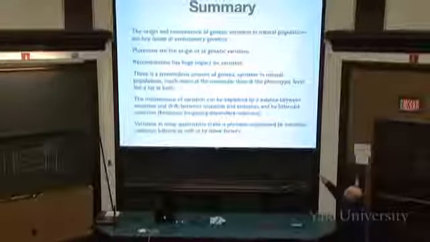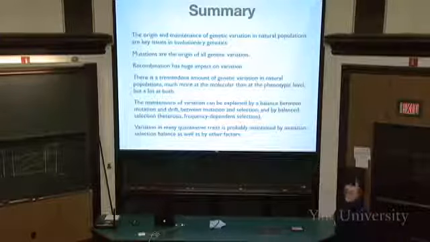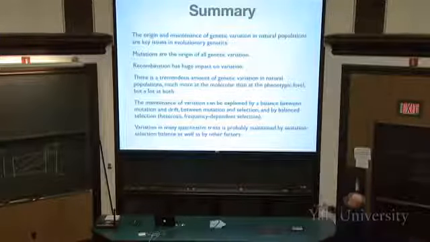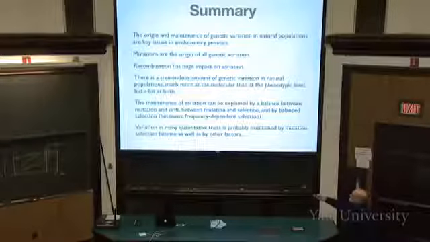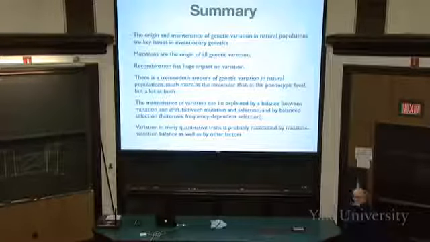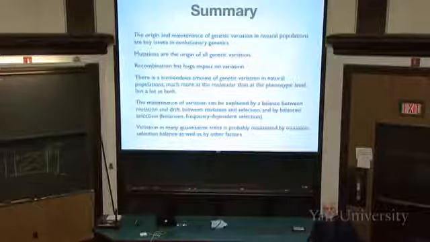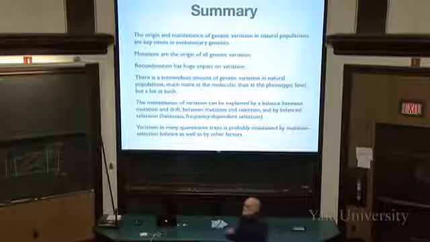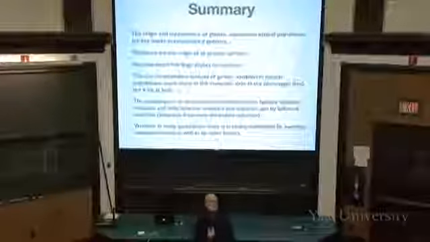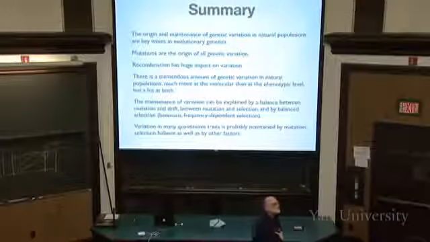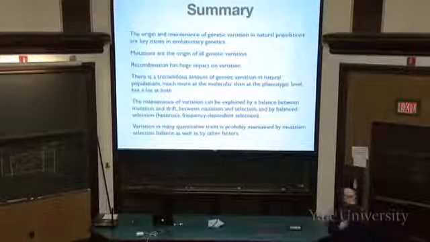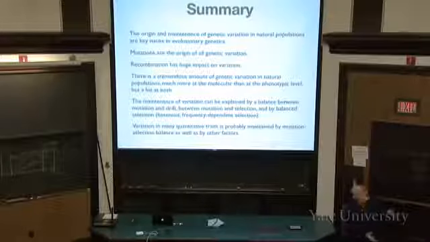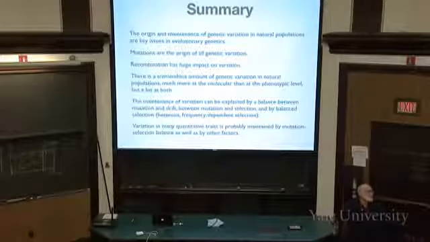So to summarize, the origin and maintenance of genetic variation are key issues. Mutations are the origin. Recombination has huge impact. There's a tremendous amount of genetic variation in natural populations. Remember that data from the HapMap project on us, on humans. And all of the differences that you have in single nucleotide polymorphisms from the person sitting next to you, and how you share them with people who have had a similar history since we came out of Africa.